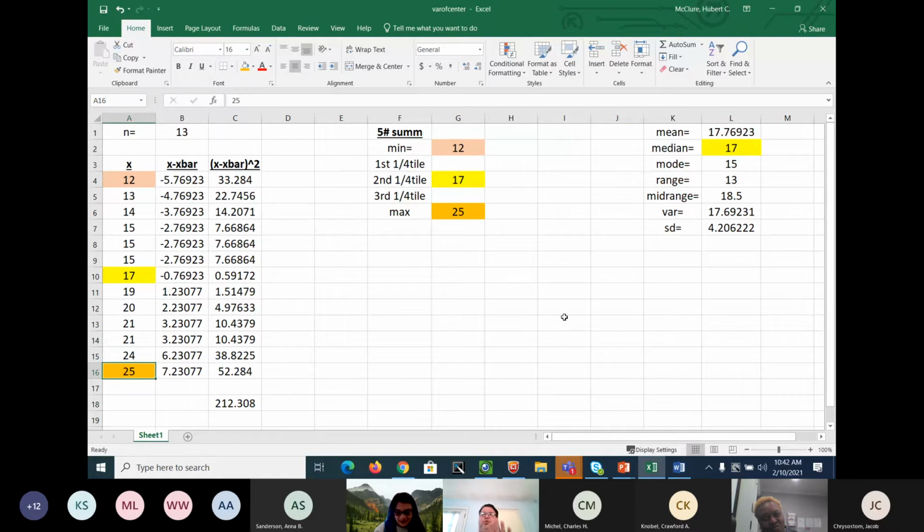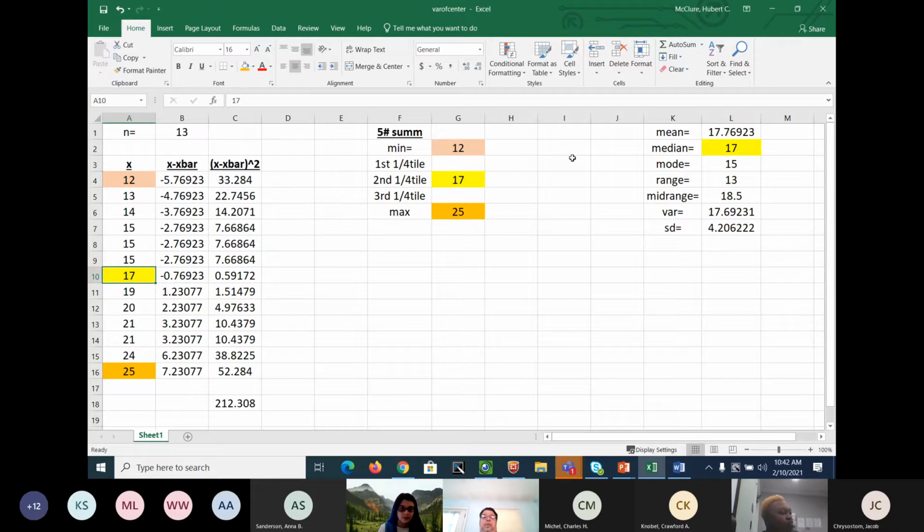Now, if you can't get those 3 numbers on the 5-number summary, I'm going to literally throw you out of the class. Why? Because that one is right there. That one is right there. And that one is right there in the middle. You should be able to get those 3 numbers.